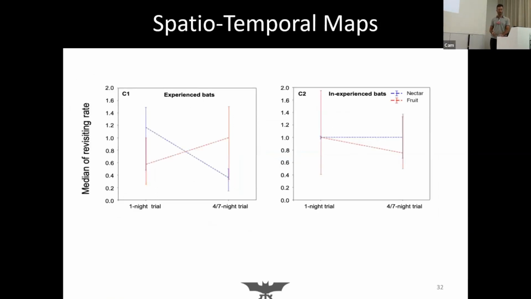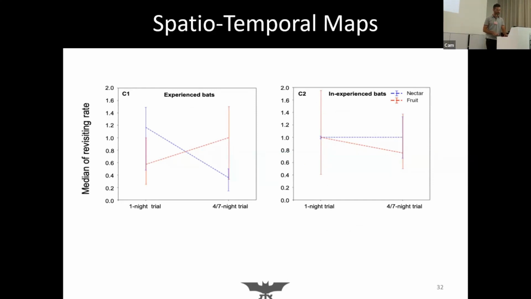But if we look at the experienced bats, these are bats that have been out for several weeks already, now we see a very clear difference. After one night, this is not significant, but maybe there's a slight difference. But the important thing is that it completely reverses. After multiple nights, they will hardly return to nectar trees, exactly as we expect if they know something about time, and they will return much more to fruit trees. So this suggests to me, at least, and I'll be happy to hear your opinion, that they know something about the time that passed.